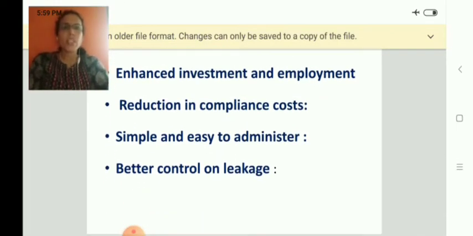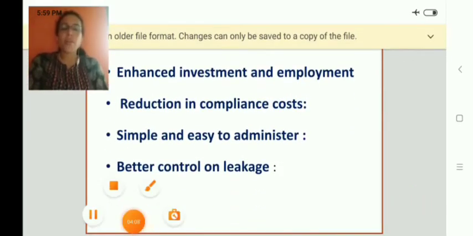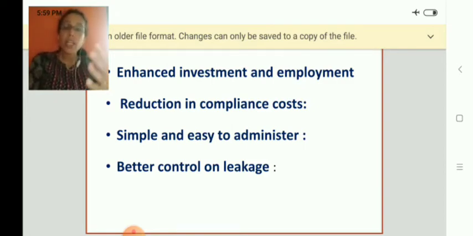The next one is that it is simple and easy to administer. That means once it is implemented properly, it goes on smoothly. There will not be any hindrances, so it is very easy as well as simple to administer, because there will not be a variety of taxes, there will not be multiplication of taxes, there are no different rates of taxes throughout the country. So when the complexities are reduced, automatically it is very easy to administer.